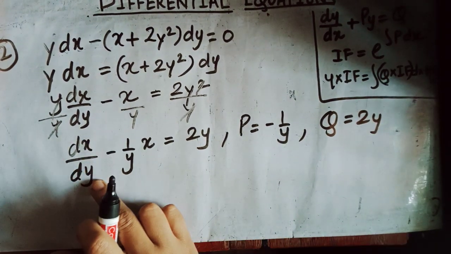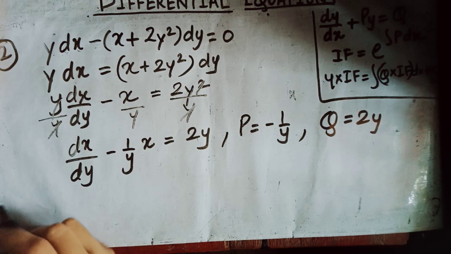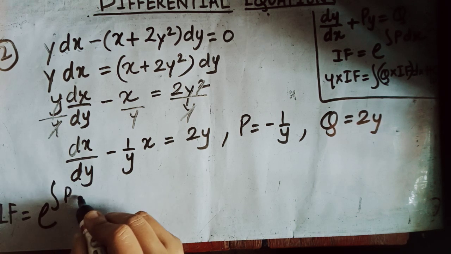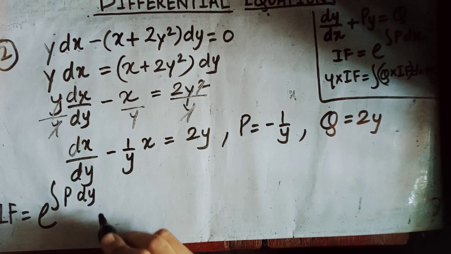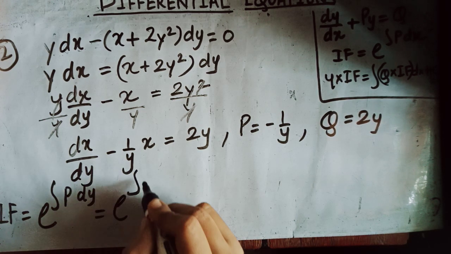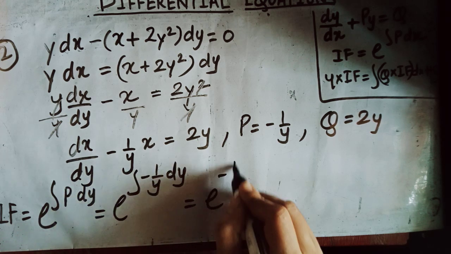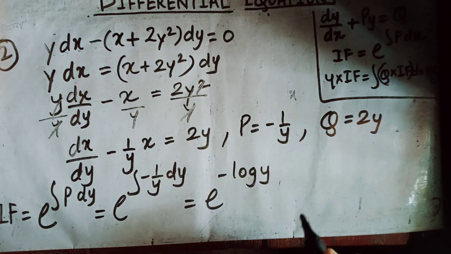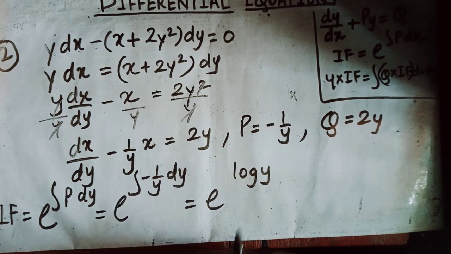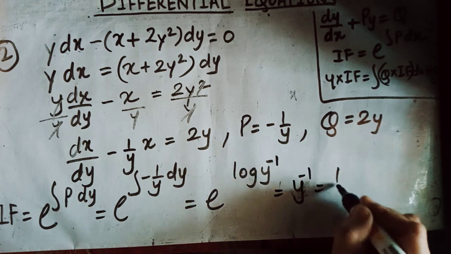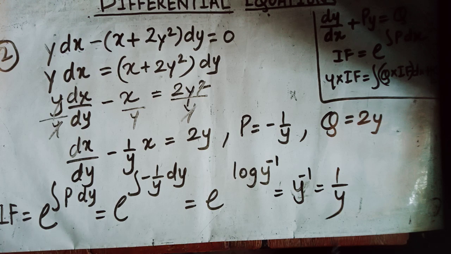Since it is in dx by dy form, the integrating factor is e raised to integral p dy. So e raised to integral minus 1 upon y dy, which is e raised to minus log y. You can write this as y raised to minus 1, that is 1 upon y. This is your integrating factor.